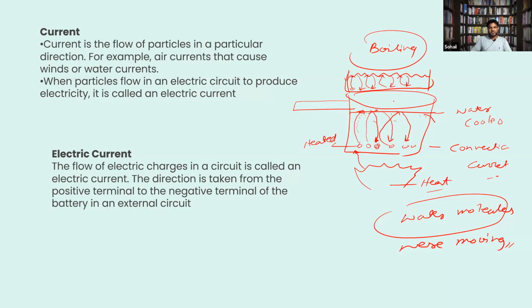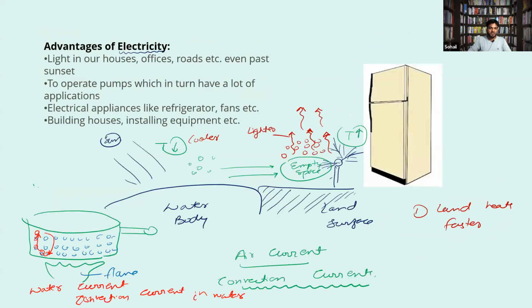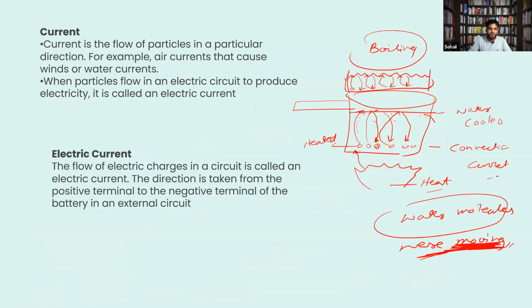Okay, so basically यहाँ पर क्या हो रहा है? Movement हो रहा है water molecules का. The movement of water molecules is taking place here. Okay ना? So that is called convection current in liquids. The previous one was convection current in air, right? Is that correct or not? Did you get this or not?